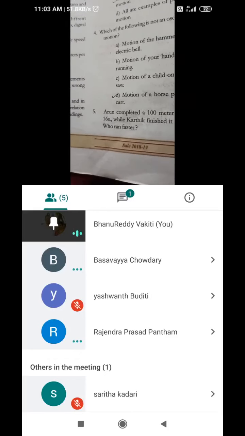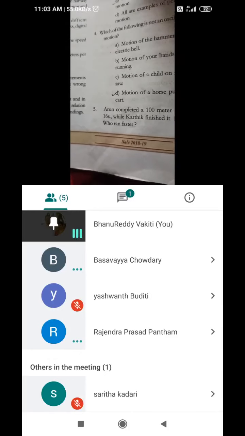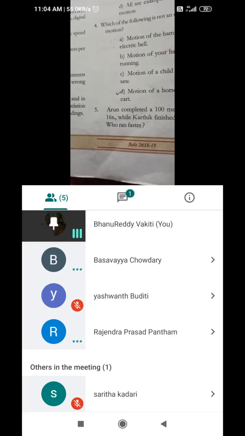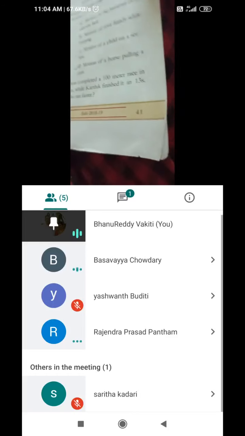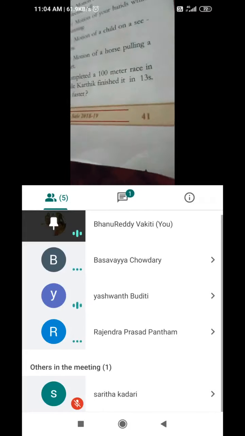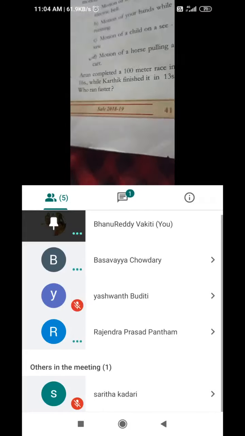Fifth one. Arun completed a 100-meter race in 16 seconds while Karthik finished it in 13 seconds. Who ran faster? So Arun problem, Nana. This fifth one is a problem. Arun completed.